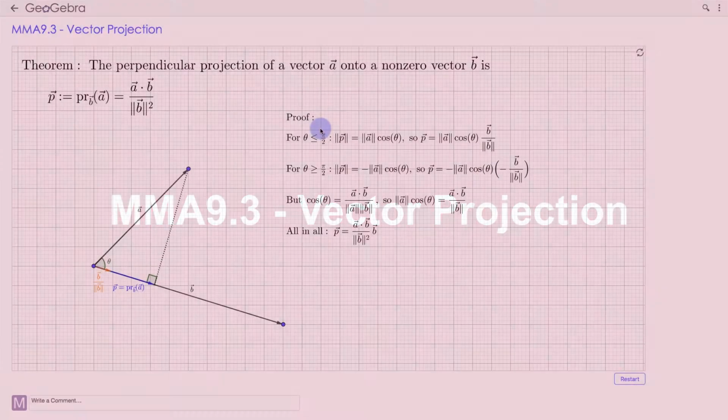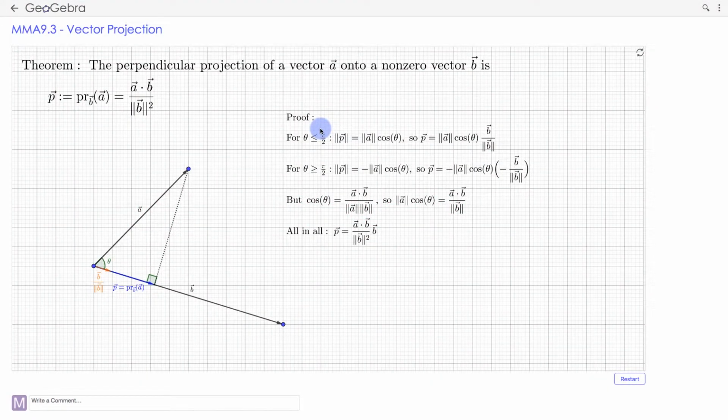So that was one application of the dot product. We could find out what the angle was between two vectors. Another thing which might be handy is that you can find the projection of one vector onto another. So we have the following theorem. The perpendicular projection of a vector A onto a non-zero vector B is given by this.